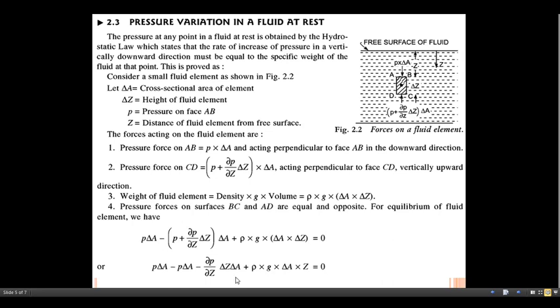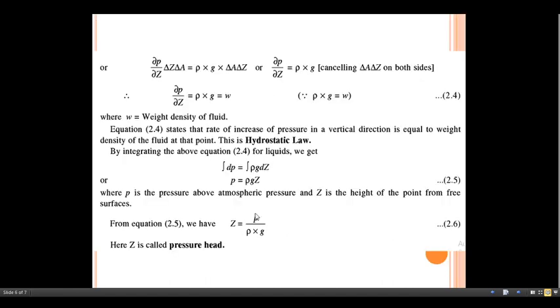Now if you look at delta Z multiplied by delta A and delta A multiplied by delta Z, both terms are the same. We can take that term common from both sides and it gets cancelled. So what we get here is ∂P/∂Z equals rho multiplied by g, equals w. We know the weight density of the fluid: it is nothing but the mass density multiplied by gravitational acceleration.